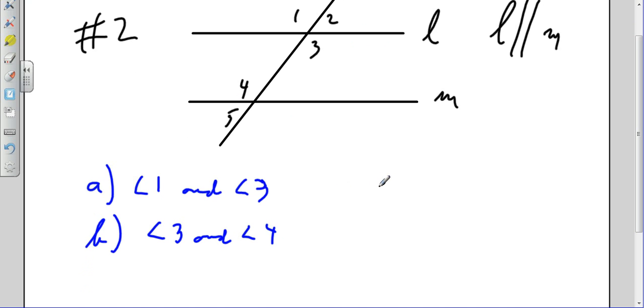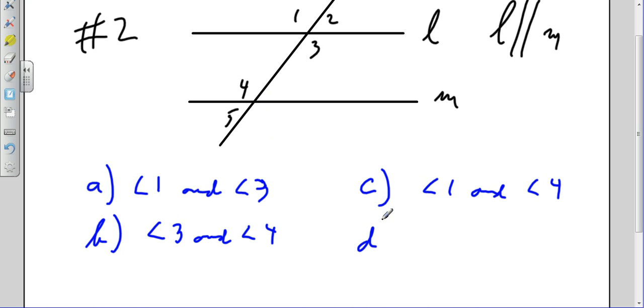Then I want C, corresponding angles. So they're interior, exterior angles on the same side of the transversal. So in this case it'd be 1 and 4 are corresponding angles. 2 would correspond to the other side of 4, and 3 would correspond to the other side of 5, but they're not part of the problem.